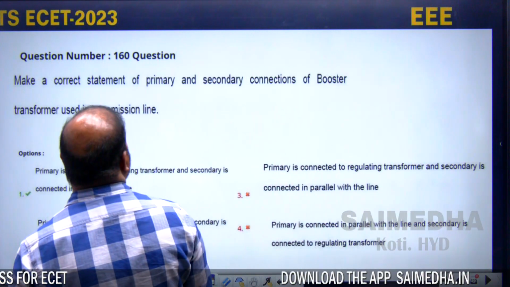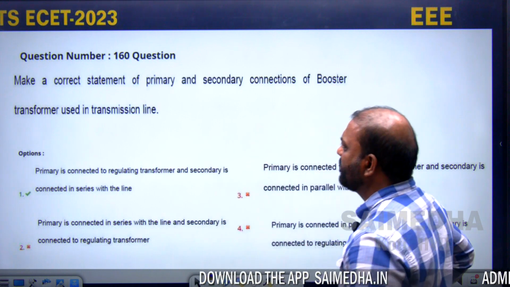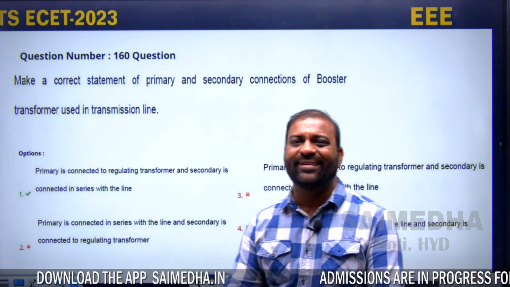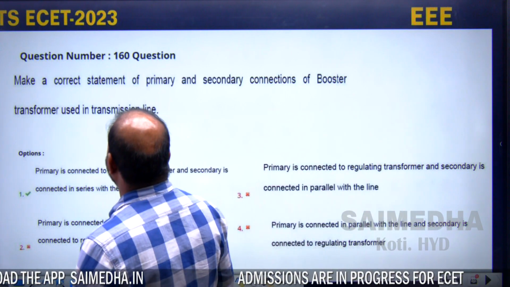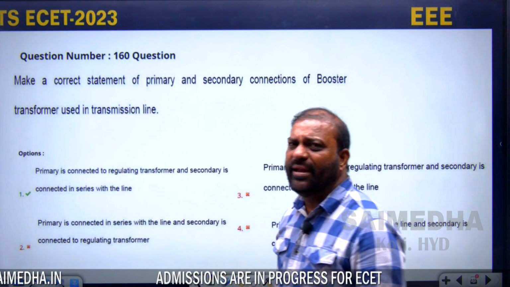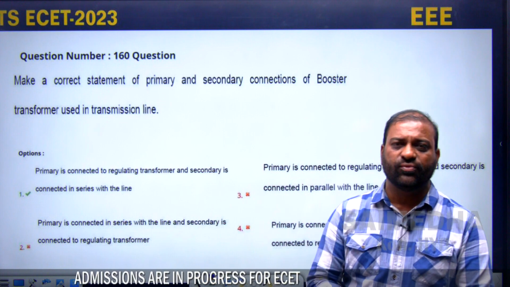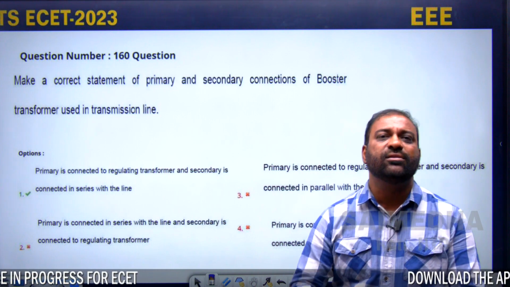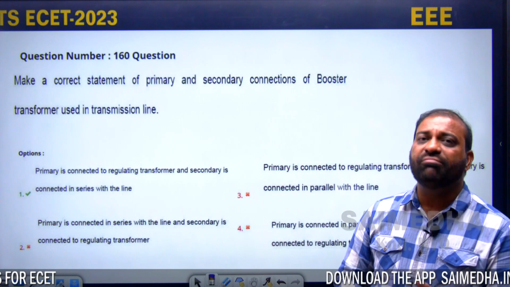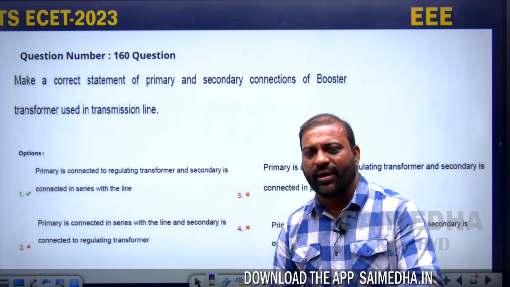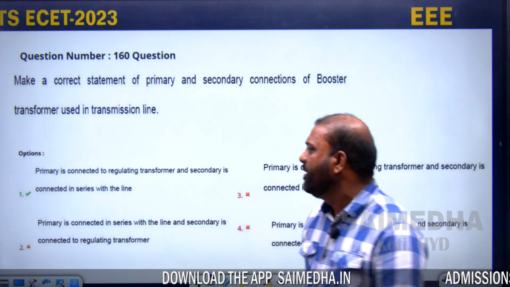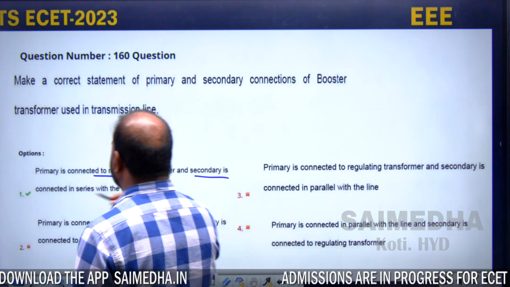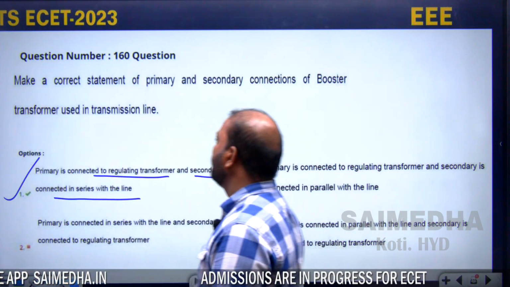Make a correct statement of primary and secondary connections of booster transformer used in transmission line. Generally, booster transformer is used for improvement of the voltage regulation. For that purpose, the primary of the booster transformer is generally connected to the regulating transformer, and the secondary is connected in series with the line. Why? Because we want to control the voltage in the transmission line. That's why the secondary of the booster transformer is connected in series with the transmission line, whereas the primary is energized by the regulating transformer. So option 1 is the right answer.